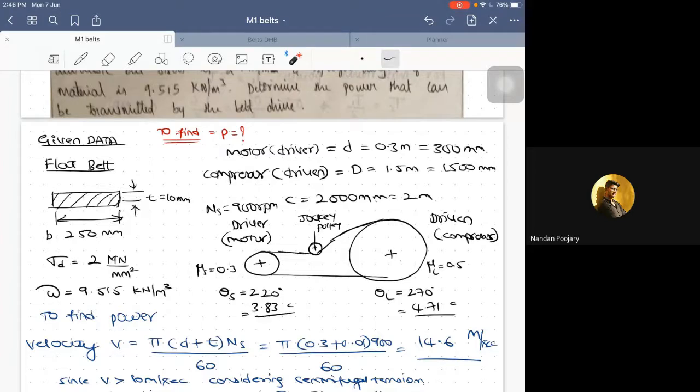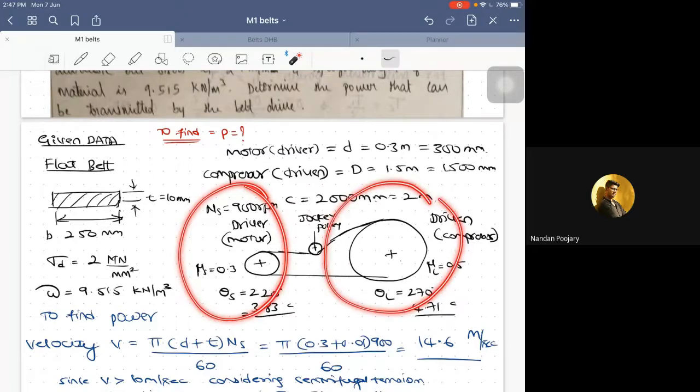Already you have made one decision. You are going to consider the value of TC since the V is greater than 10. Second decision you have to make is whether to consider the smaller one or the larger one. So how do I come to a conclusion and how do I make a decision on this? Which one to consider?